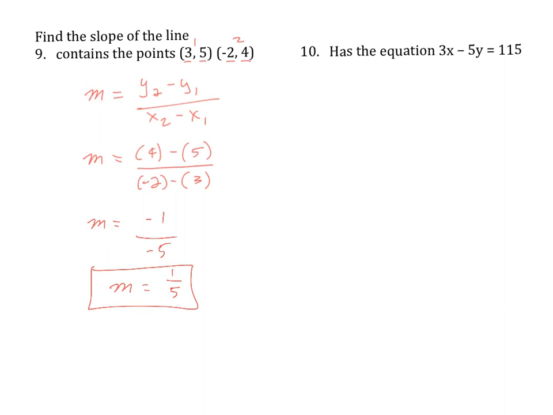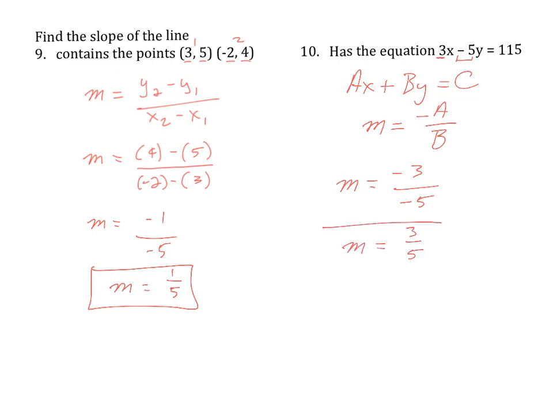Okay, for number 10, this is the equation in standard form. Our standard form is ax plus by equals c, where a, b, and c are integers, and a is positive. And when it's in standard form, you can get the slope by the formula m equals minus a over b. So m is going to equal minus a, so negative 3, over b, negative 5. So if we're getting m equal to negative 3 over negative 5, that would make it positive. And the slope is 3/5.